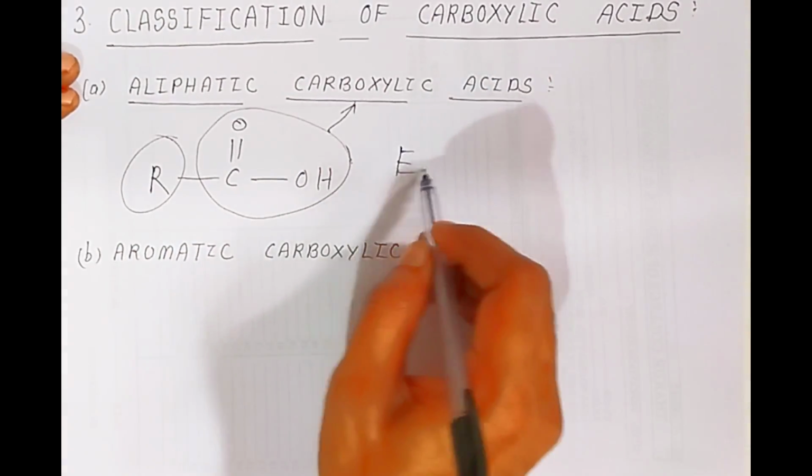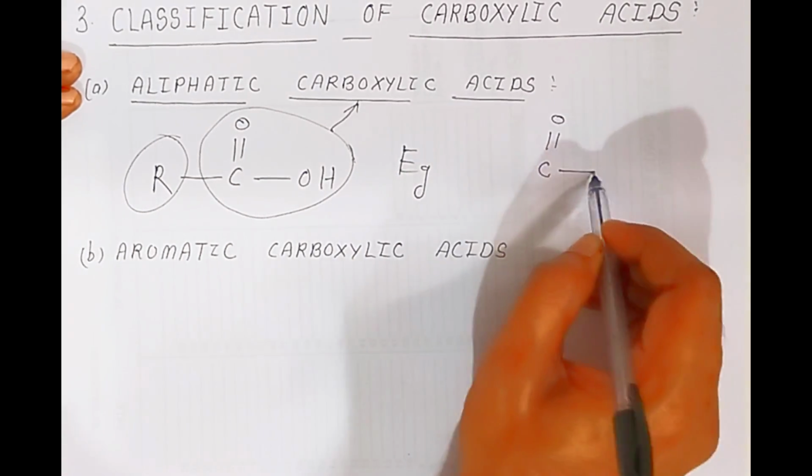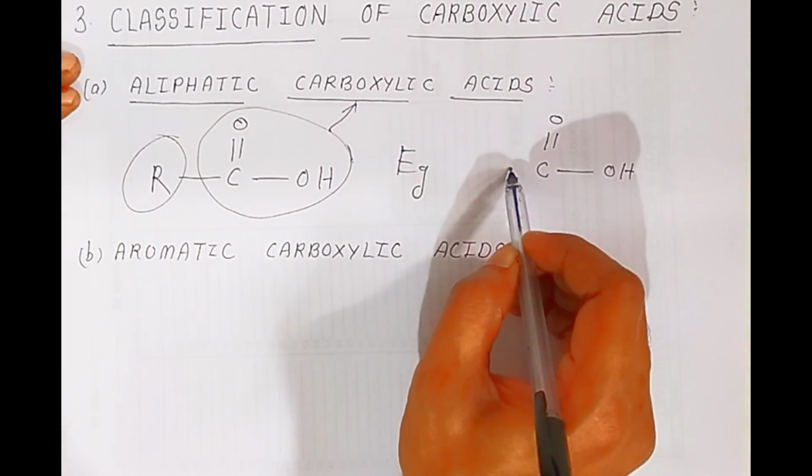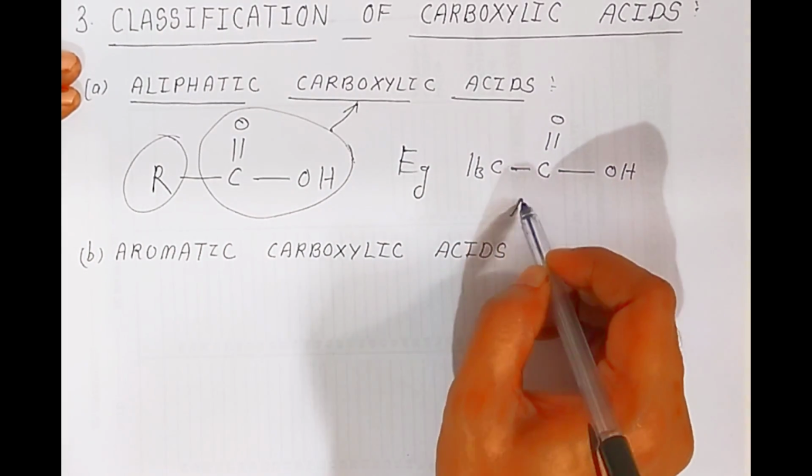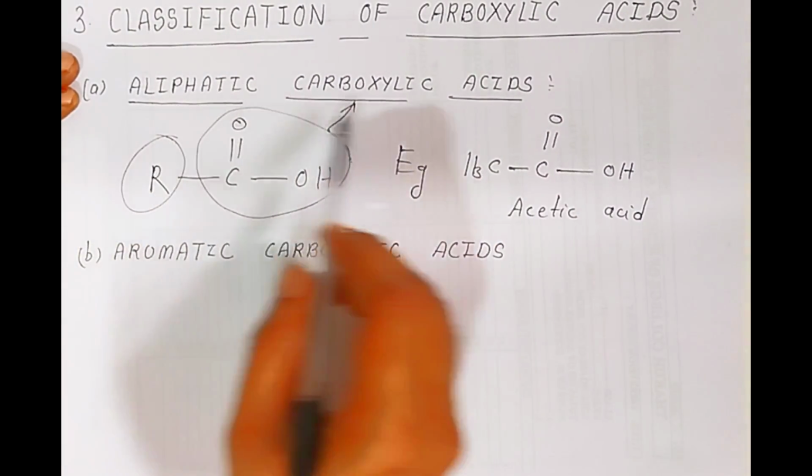You can see the example, students. This is the carboxylic acid group. Here the other valency I am showing with methyl. So this is a very important compound, students, we call it acetic acid. This comes under aliphatic carboxylic acid.